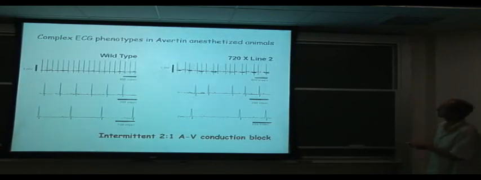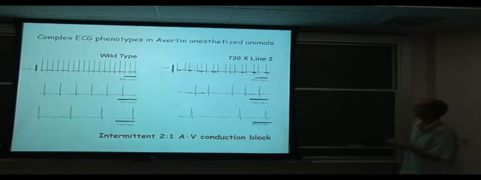This is a common finding in these mice, that they have a 2-to-1 AV conduction block, and here you see on a slow time scale this mouse has a regular P wave, but not every P wave, like this one, this one, this one, this one, is followed by a QRS complex. In other words, there's a conduction block between the atria and the ventricle, and it's intermittent. So sometimes we'll see two ventricular beats and then a gap, and then 3 and then a gap.